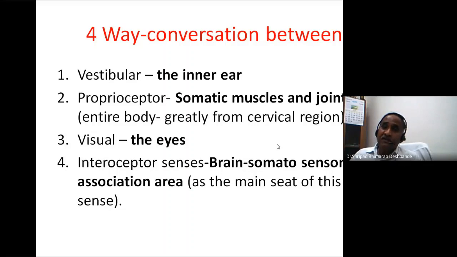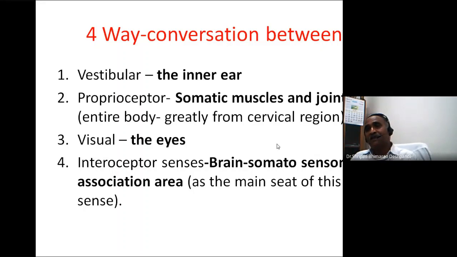Then visual inputs. What happens to the visual inputs? The rods and cones visualize the ground reality, and then these visual inputs reach, via the thalamus, the lateral geniculate body, the occipital cortex. From the occipital cortex, they coordinate to the somatosensory association area, what is called the parieto-occipitotemporal association area. From this association area, it will send impulses to the colliculi or the tectum, and there the eye movements are coordinated in relation to the head. So that is the visual component.